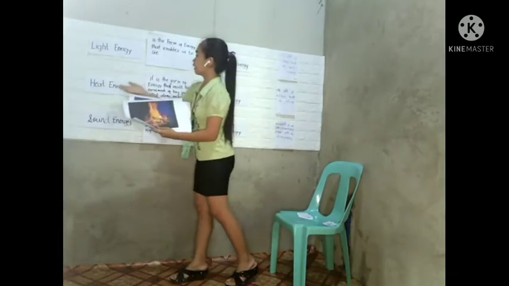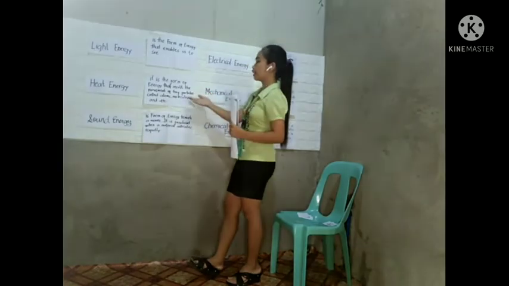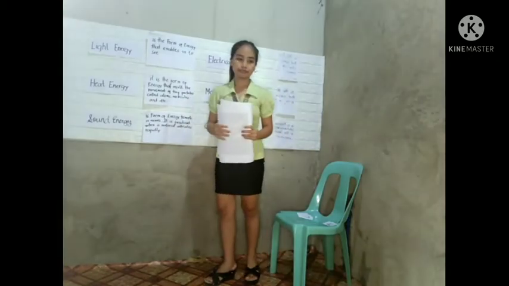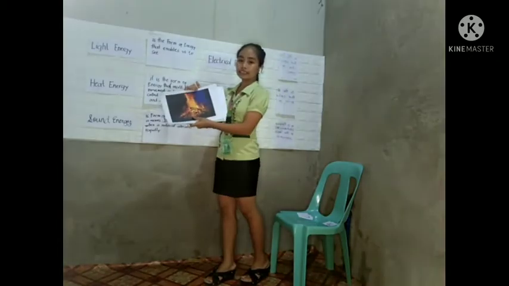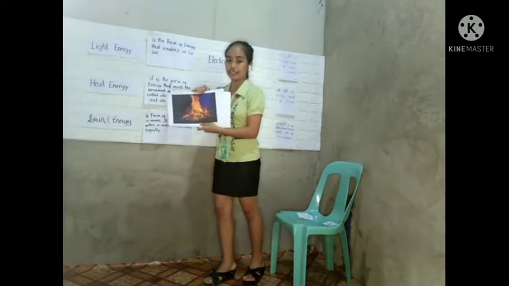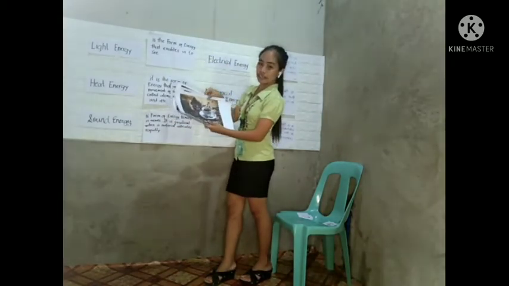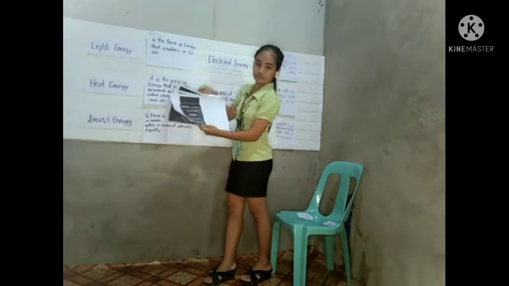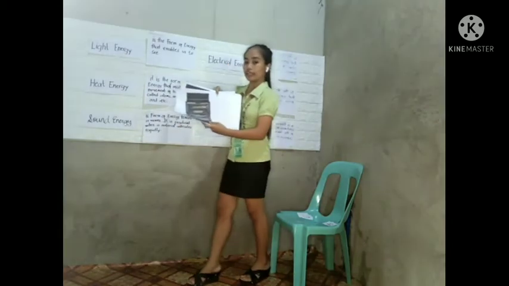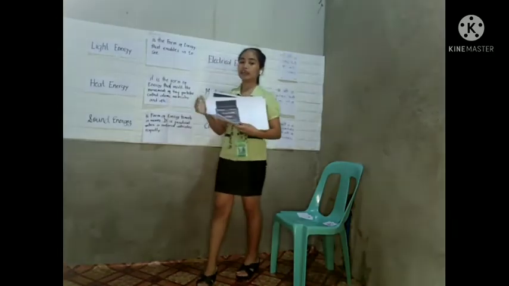Next is heat energy. It is the form of energy that results from the movement of tiny particles called atoms, molecules, and so on. The ultimate source of heat for Earth is the sun. Other sources of heat energy are burning cotton woods, a hot coffee, and a conventional oven. It is an essential form of energy in our day-to-day activities like cooking, heating, ironing, and many more.